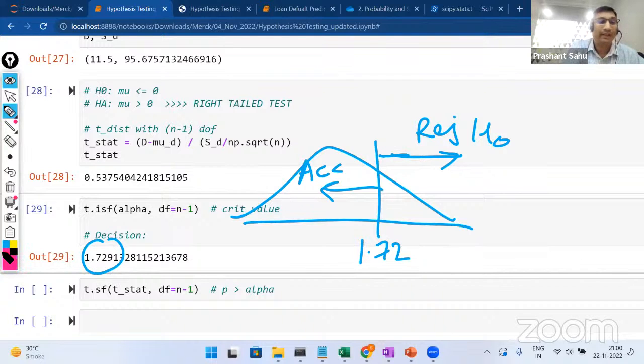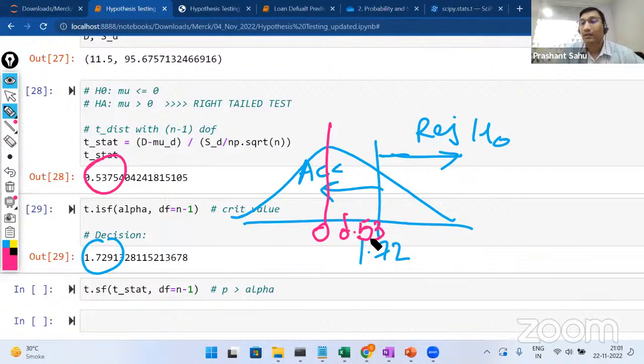And where is this T stat? This is our mu. That is well within the acceptance zone, is it not? 0.53 is well within the acceptance zone. It is already well within the acceptance zone, correct?